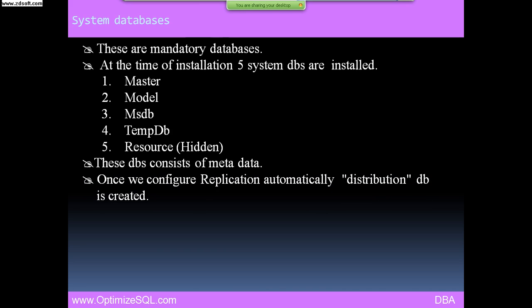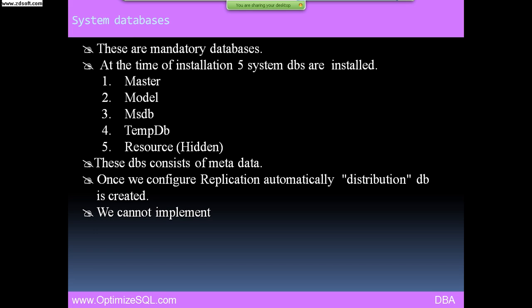Next, once we configure one feature called replication, one more database is created, the distribution database. Thus remember, by default every instance has 5 system databases, but once you configure replication for that instance, we'll get one more database called the distribution database. We'll talk about that database in detail in the replication concept.